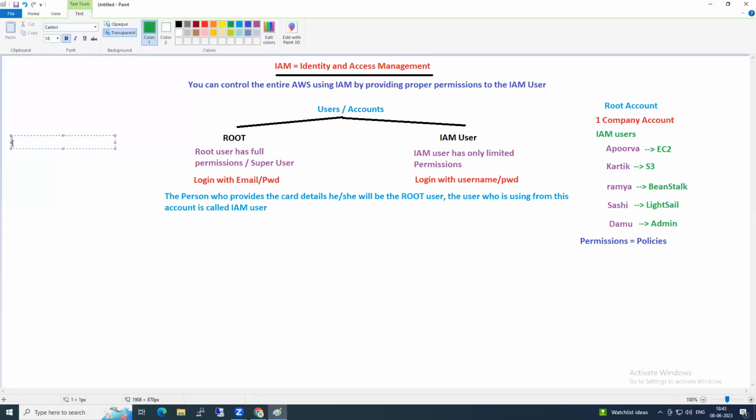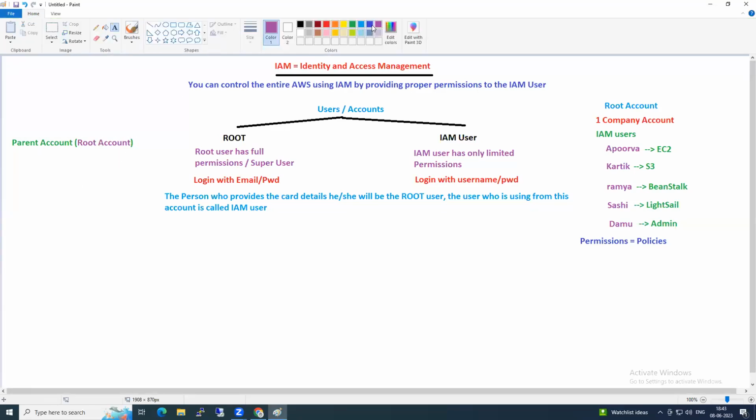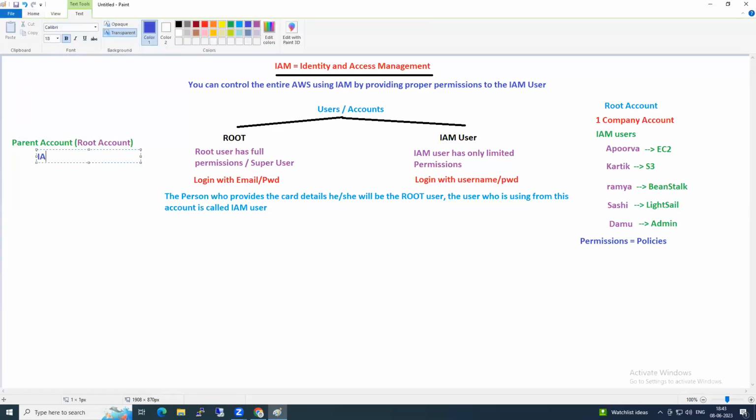So what is a parent account? Our parent account is nothing but the root account. And what are the child accounts called? Simple, you can create multiple IAM users. How many IAM users can you create? Multiple, hundreds of IAM users: user 1, 2, 3, 4, like this you can create.